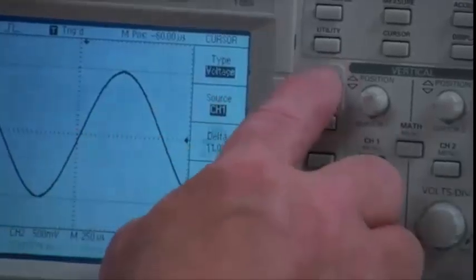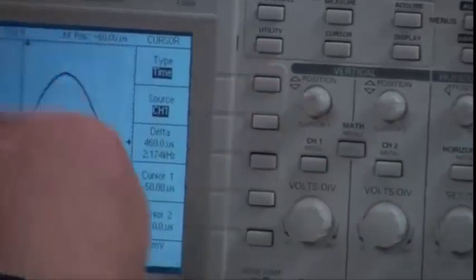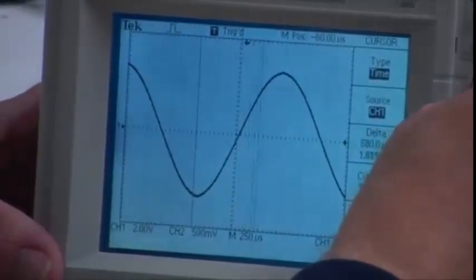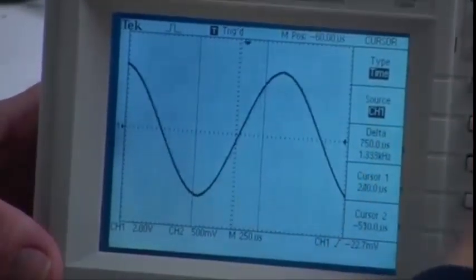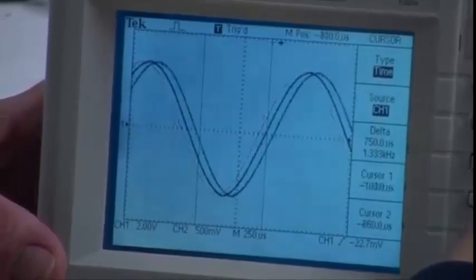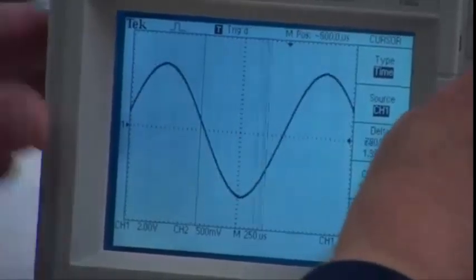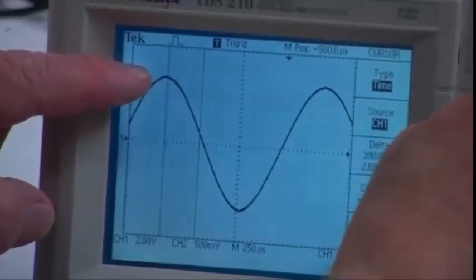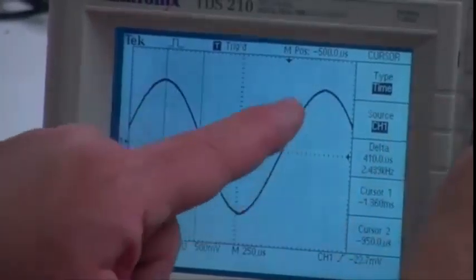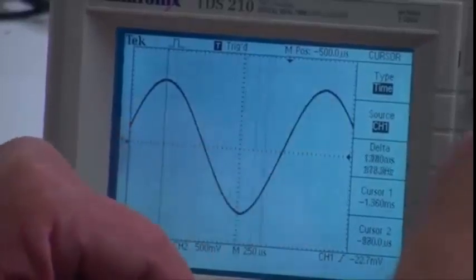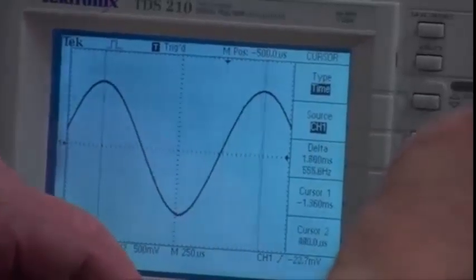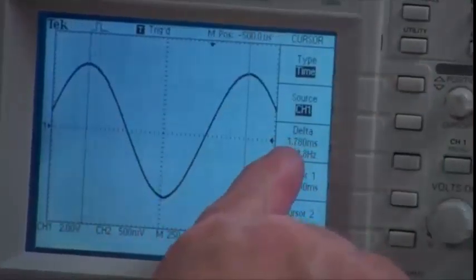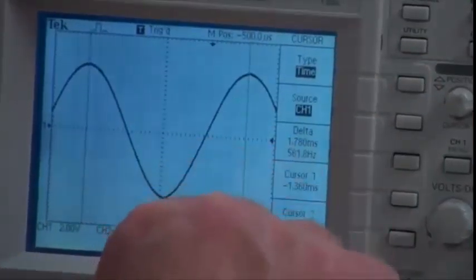If I change to time, it makes the cursors vertical. And let me move my signal just a little bit. I'll put one of the cursors on this peak right here, and the other cursor on this peak over here. And the difference is 1.78 milliseconds.